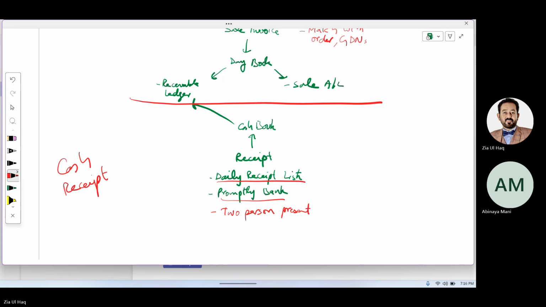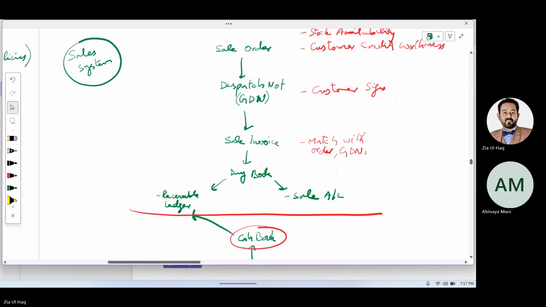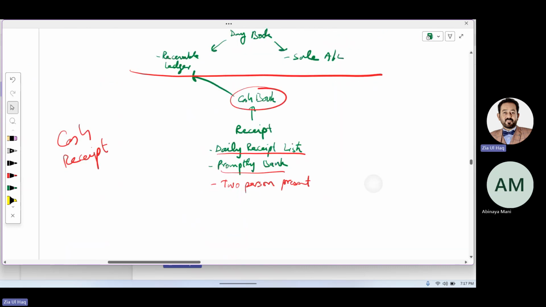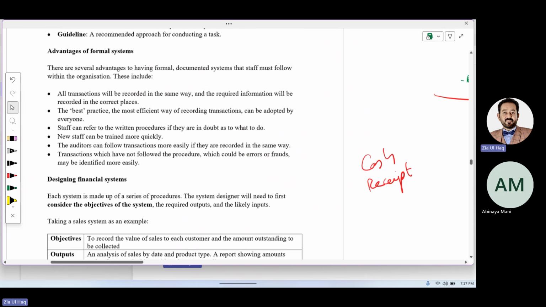Yes. Because 2 wrong people, 2 corrupt people will never go together for a long time. One day will come, they will have a problem with each other and they will disclose their issues. So that's why there should be 2 persons present while receiving cash. And against cash receipt, we need to update the cash book as well as receivable ledgers. So these are the controls relating to the sales system. I mean, what documents are prepared in the sales system, what the controls are, and what the controls relating to cash receipt are. Let's read a few things.